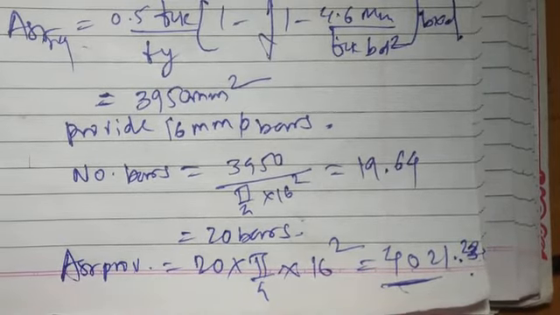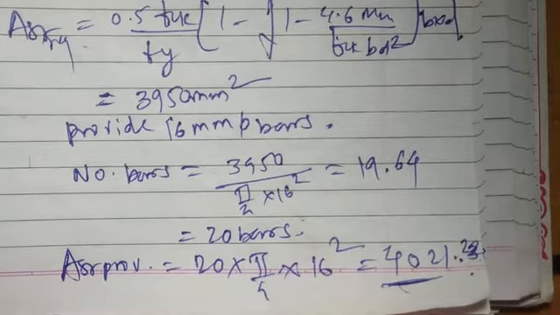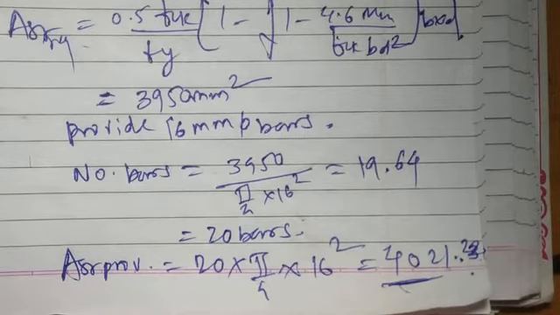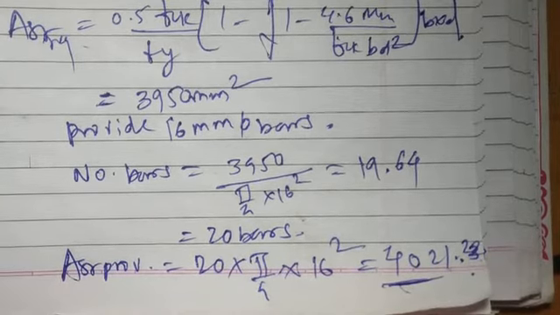Now we have calculated the area of steel under footing A, footing B, and the part in between footing A and B for hogging moment, that will be on the top side of the footing.